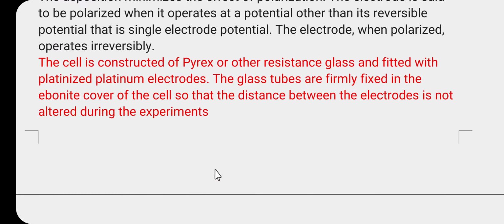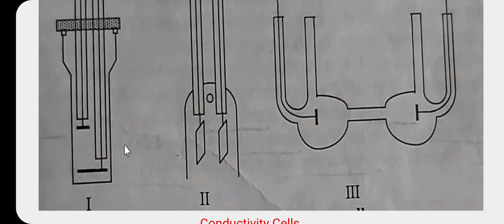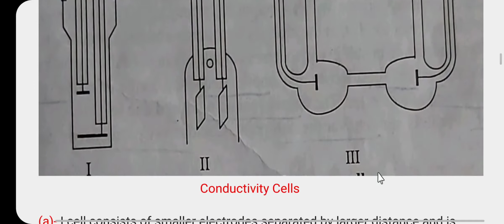Let us consider the diagram of the conductivity cell. Various types of cells are shown in the diagram. These are the three conductivity cells, number 1, number 2 and number 3. These are the platinum electrodes or platinum plates, also two platinum foils here, and here also two platinum electrodes. Platinum black is deposited on these platinum electrodes. These are the three types.